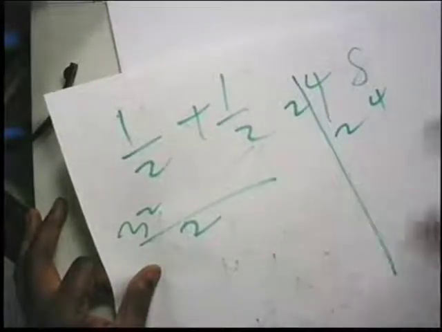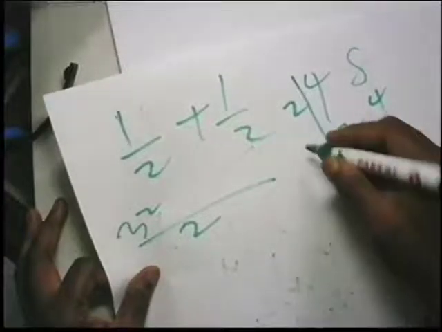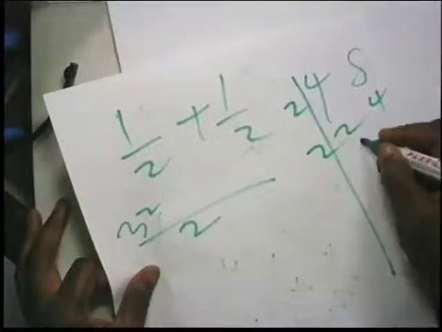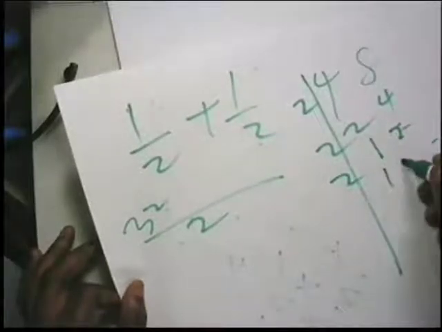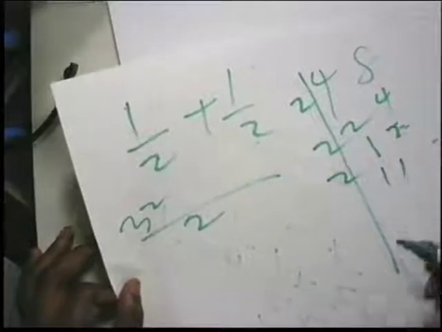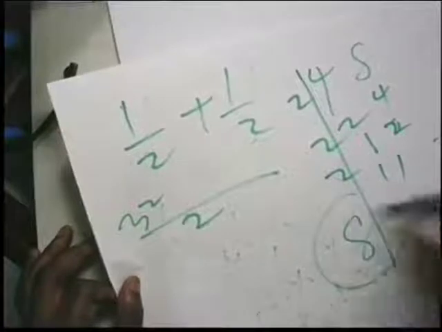What can go in both figures without any remainder? 2. How many 2 do we have here? 1, 2. What is remaining? 2. What can go again? 2. Then it will be 1, 1. So 2 times 2 is 4, 4 times 2 is 8. So the LCM of that equation is what? If 4 and 8, it is 8.